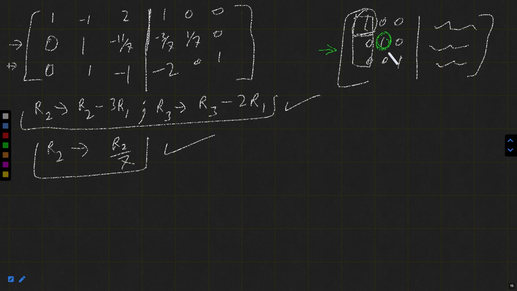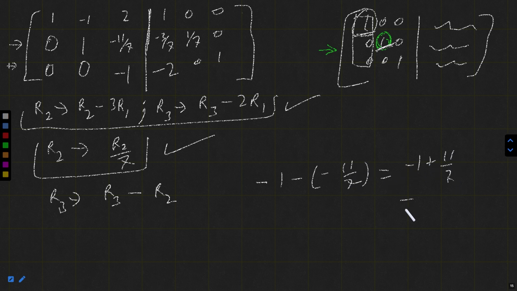Now I'll be making the entry below this entry 0. I want this to be 0. How am I going to make it? Quite simple. R3 will now be R3 minus R2. So 0 minus 0 will give you 0, 1 minus 1 will give you 0. Now minus 1 minus of minus 11 by 7 will give you what? It will be 4 by 7.